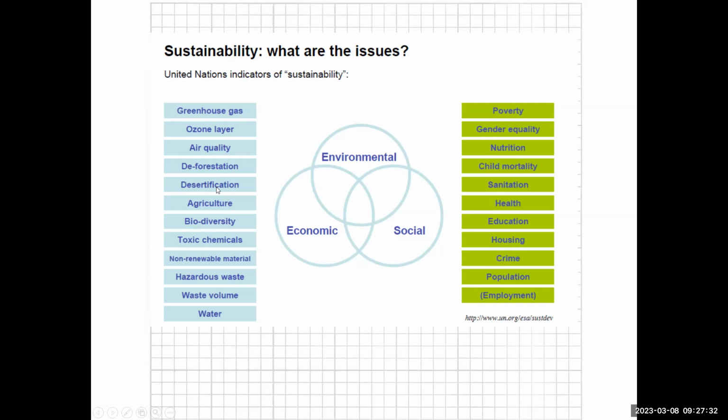We have desertification, which means we have areas turning to desert, drying up. Agriculture, biodiversity, toxic chemicals, non-renewable materials. So fossil fuel would be a non-renewable. Hazardous waste, waste volume, and then water. Okay, so here's their indicators of sustainability.